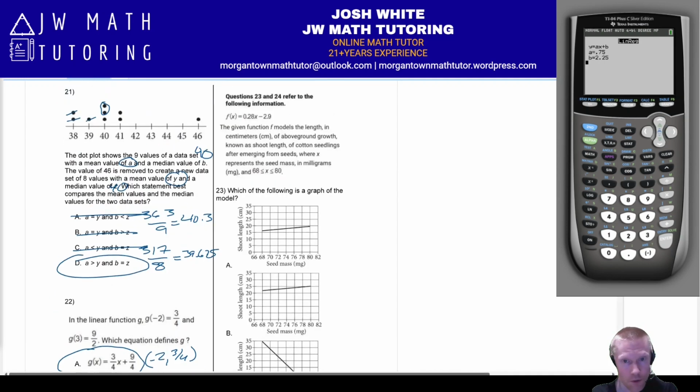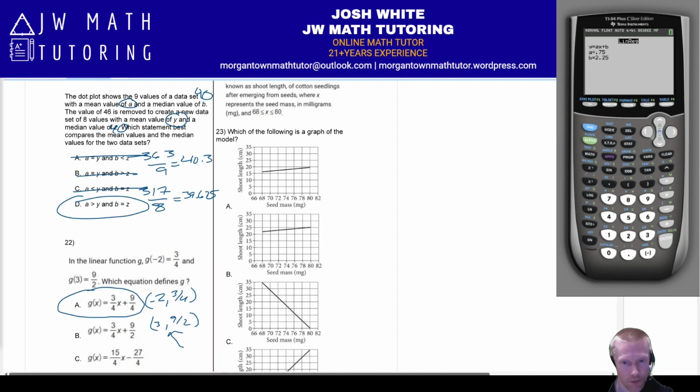Okay. Moving on now to question number 23. For this one, they give you the function up here. Again, it's a linear function, it's a line, and they ask which of the following is the graph of it. Notice they're restricting the x values to between 68 and 80. So you could graph it on the graphing calculator, set your window to 68 and 80, and see which one matches.